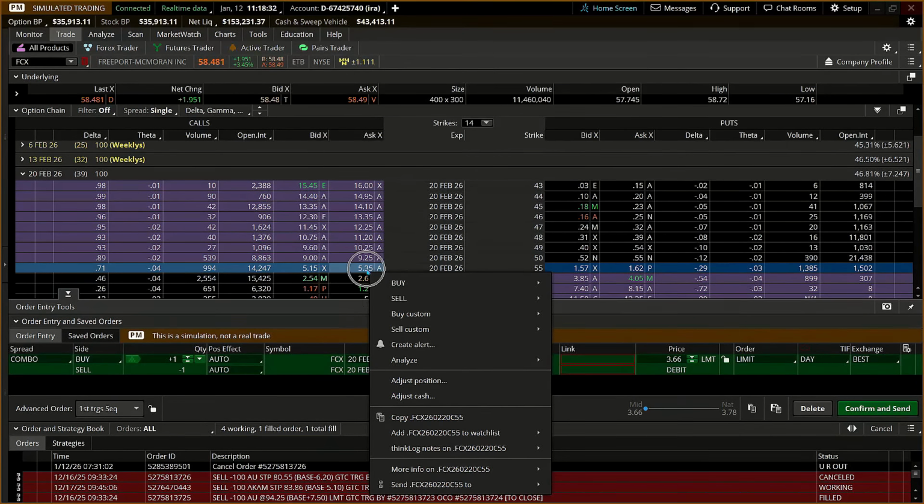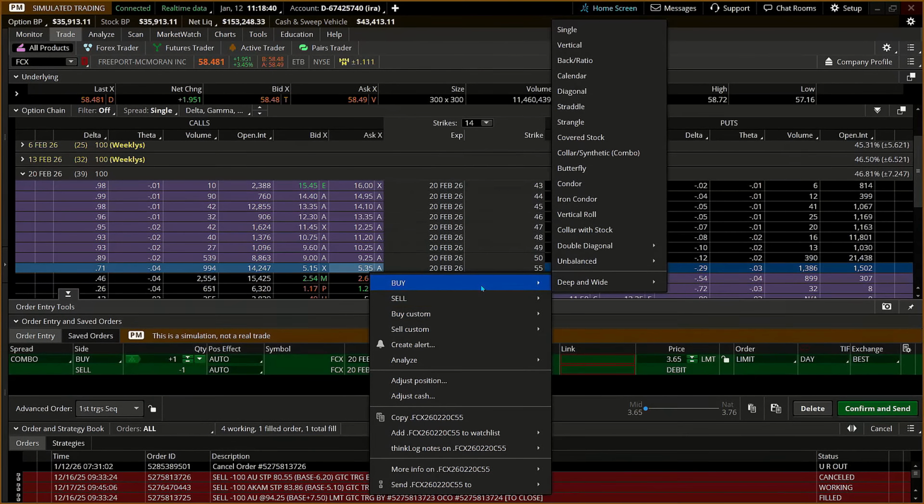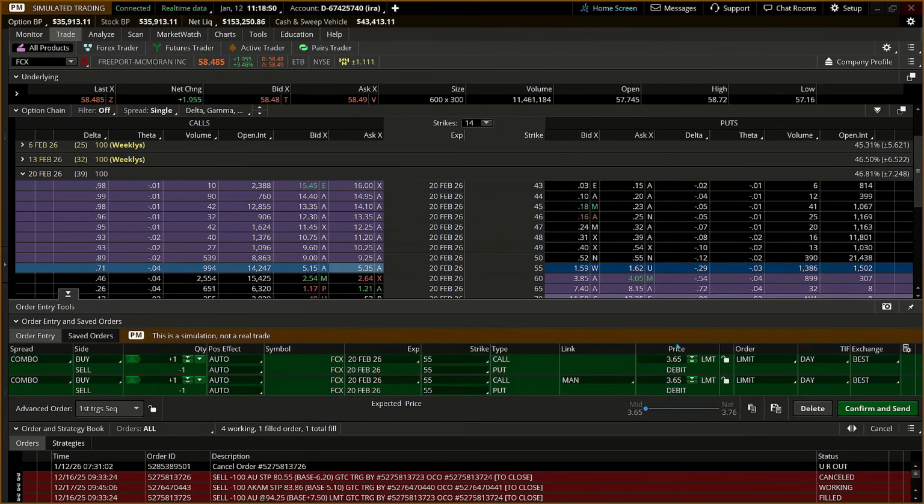Right-click on the ask price of the call that you want to buy. Right-click, buy custom. We're now going to go down to where it says not any of this. We're just going to come up to this buy section and just say collar synthetic. And it just takes us to the menu. You want to buy what? What type of strategy? Well, we'll say synthetic, and it gives us the debit.